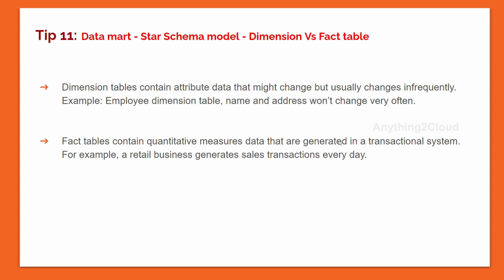If you see a star schema, you will have the fact in the center and on all the sides you have the dimension tables. Dimension tables are like the attributes which don't change very often, that we call dimension tables, and the fact table we call the transaction data which holds all the quantitative measures, for example sales amount, all those information you'll find in the fact tables.